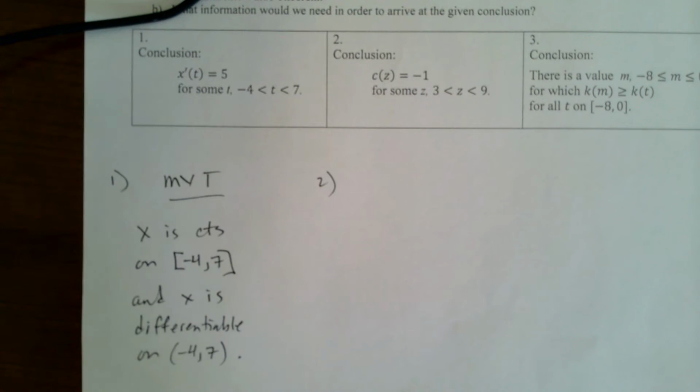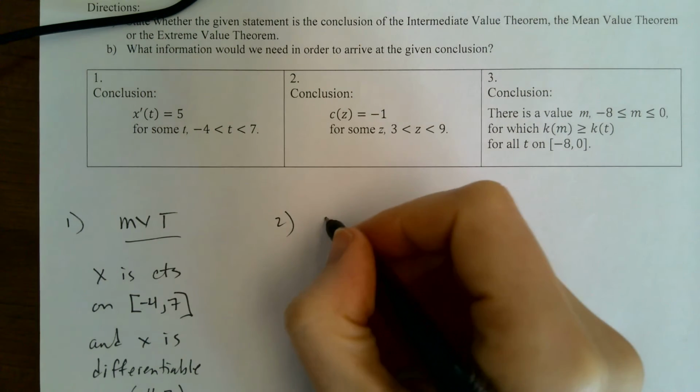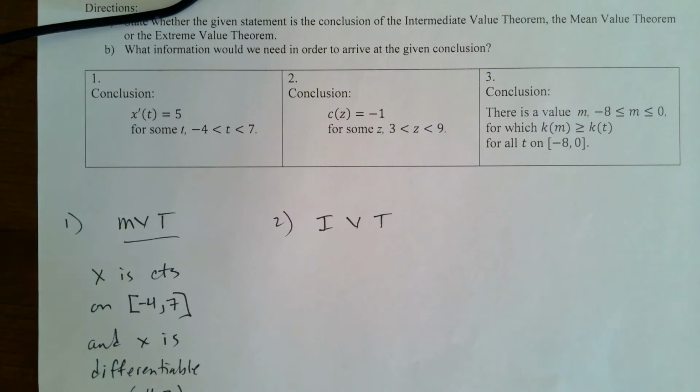So that's number one. Okay, number two. If we have the conclusion C of z equals -1 for some z between 3 and 9, that is the conclusion of the intermediate value theorem.